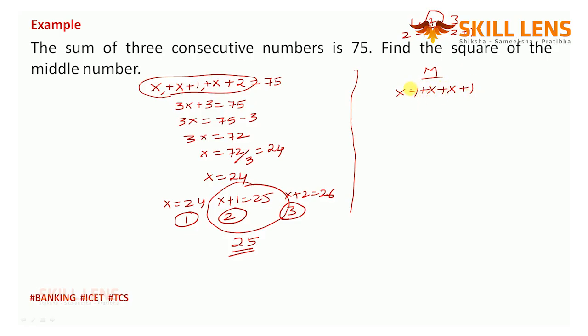When you are adding, minus 1 plus 1 anyway get cancelled, which is equal to what? 75. Directly 3x is equal to 75, then x is equal to what? 25. You want the middle number only, no? Yeah, x is 25. But this is not the final answer. I want the square of that. So 25 square is what? 625. So that's how you have to get your answer.